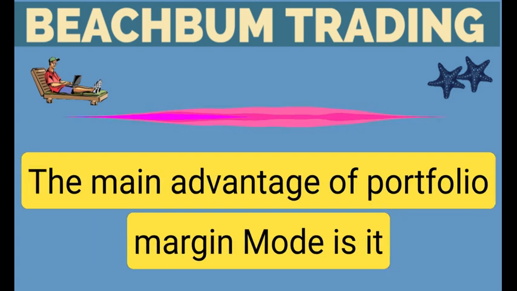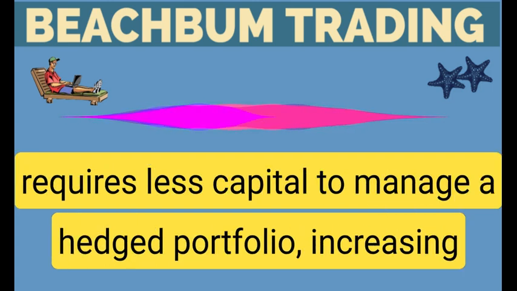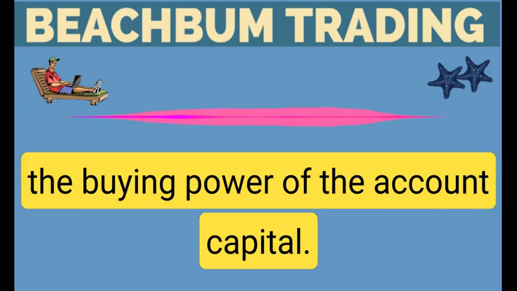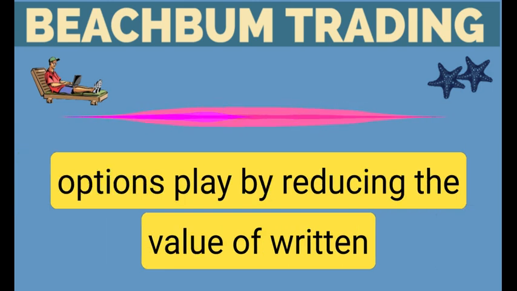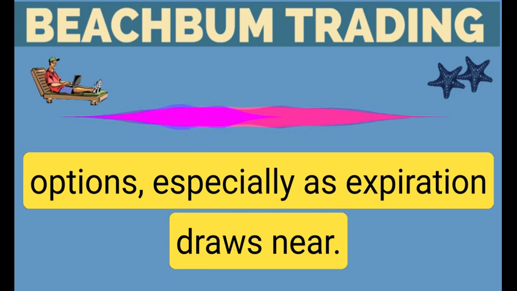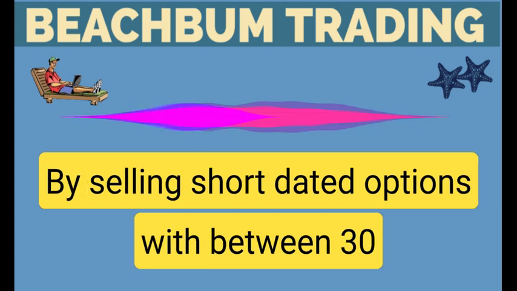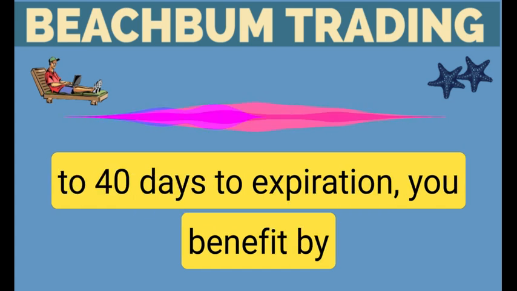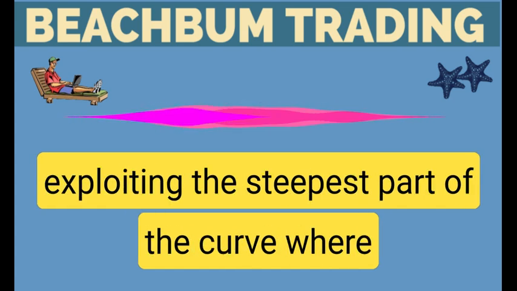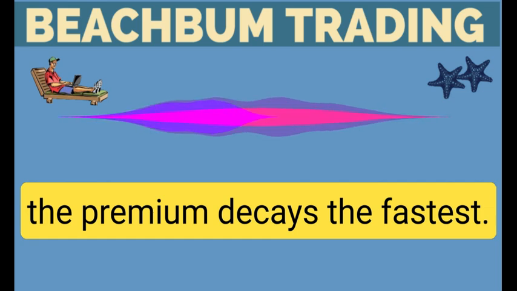The main advantage of portfolio margin mode is it requires less capital to manage a hedged portfolio, increasing the buying power of the account capital. Theta decay impact. Theta decay complements the wheel options play by reducing the value of written options, especially as expiration draws near. By selling short-dated options with between 30 to 40 days to expiration, you benefit by exploiting the steepest part of the curve where the premium decays the fastest.